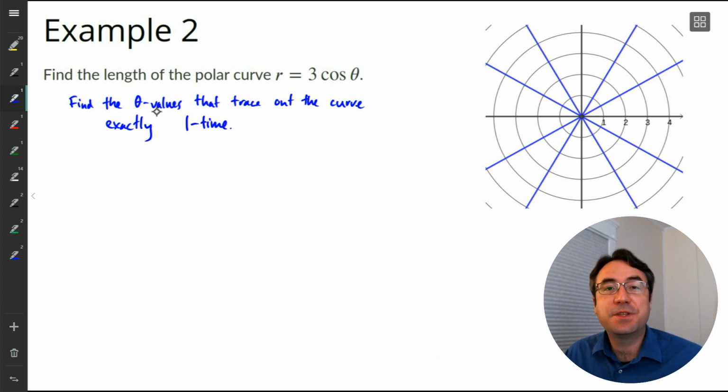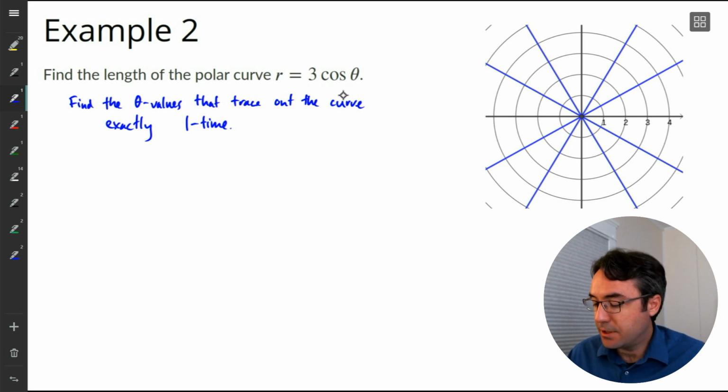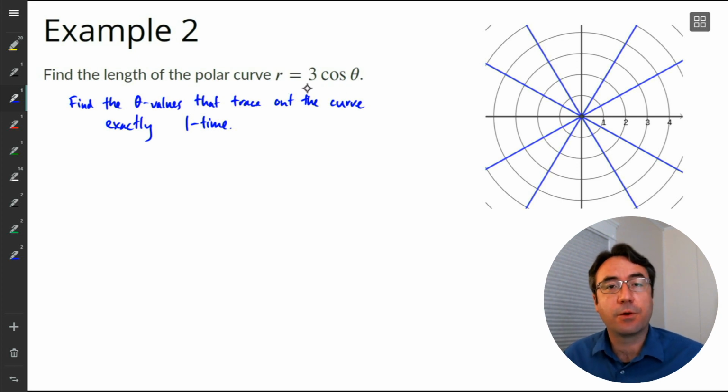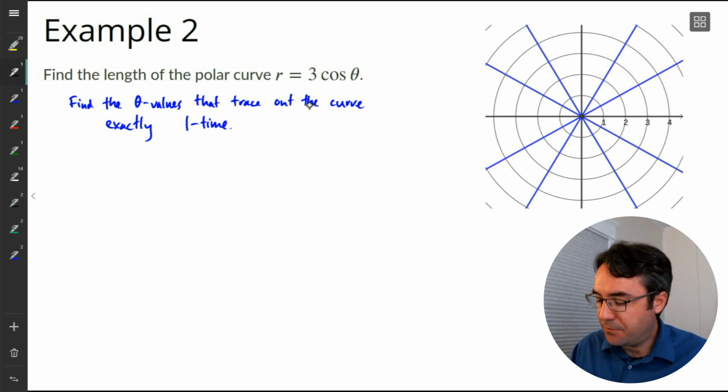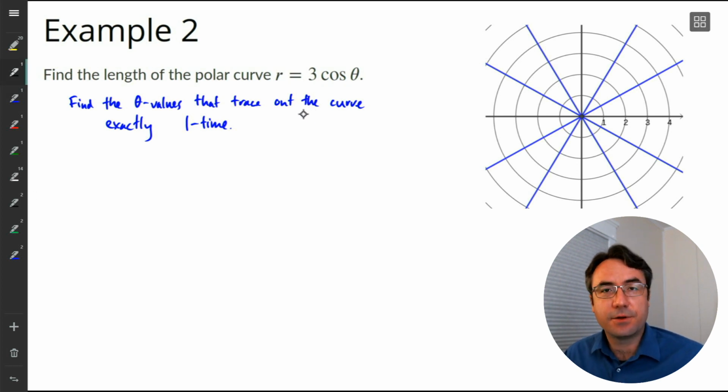If we use the theta values where we traced over the curve twice, that would give us double the length. But we don't want double the length, we just want the length of the curve. So the theta values have to trace out the curve exactly one time. We actually looked at this polar curve before. We sketched this one, and let's review that a little bit. But before we do that, let's get our integral set up except for the limits of integration.